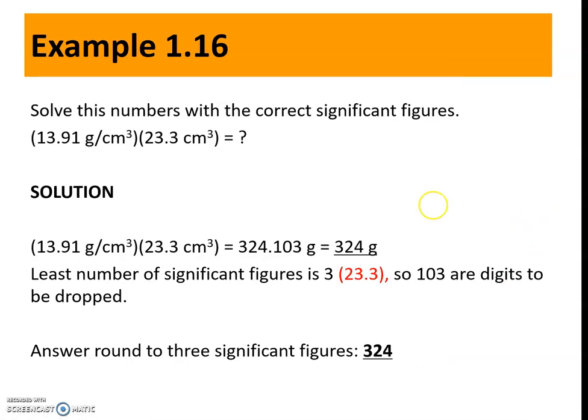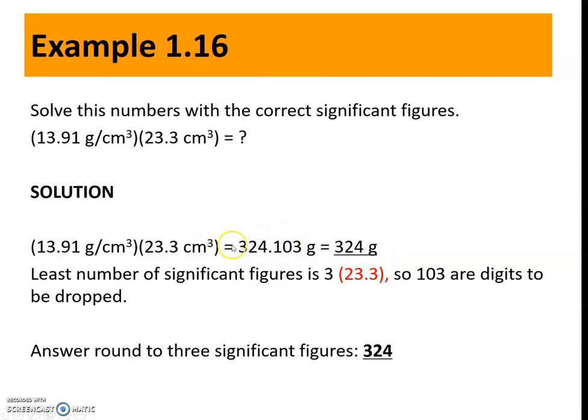Alright, so this is another example, division. So you divide as usual, right? So let's say 13.91 gram per centimeter cube. Oh, this is not division but multiplication. Multiplied by 23.3 centimeter cube. So this is the answer, right? And then you have to cancel out centimeter cube with centimeter cube. That's why your final answer is in grams.